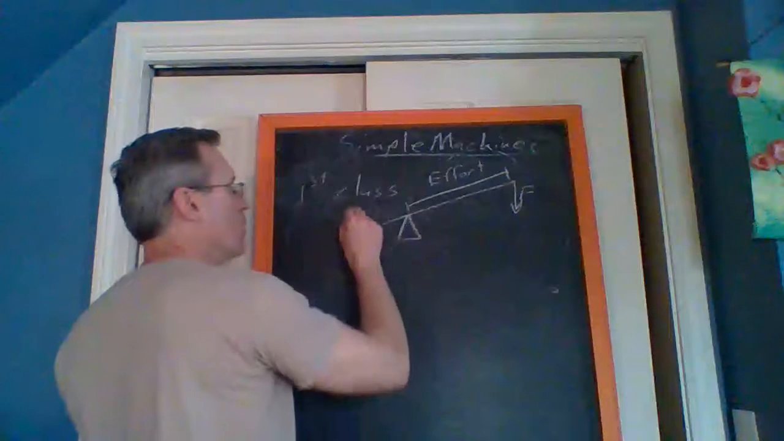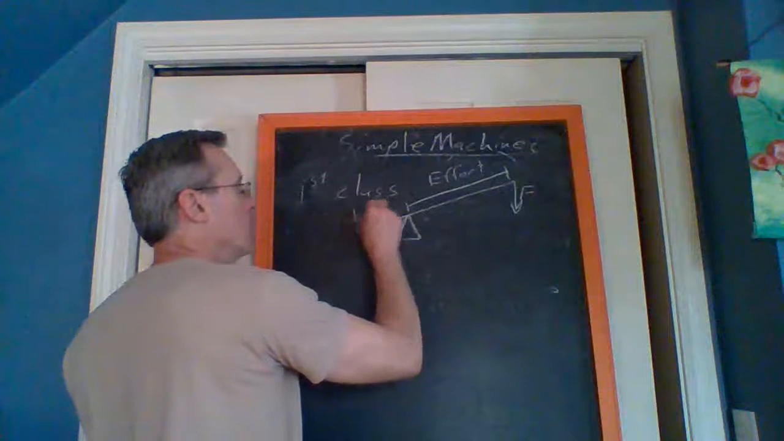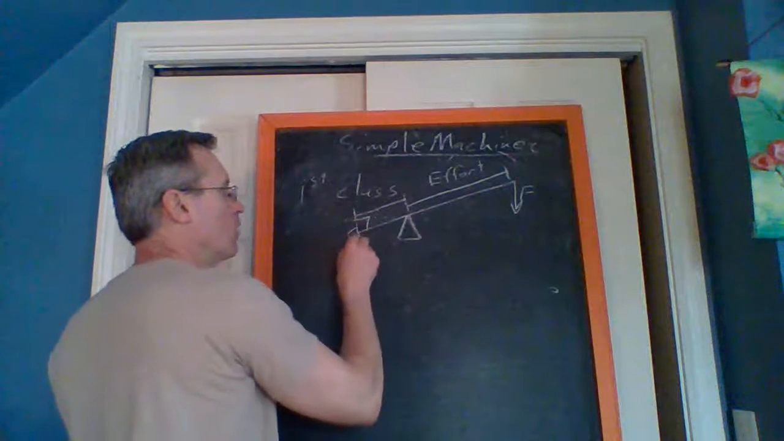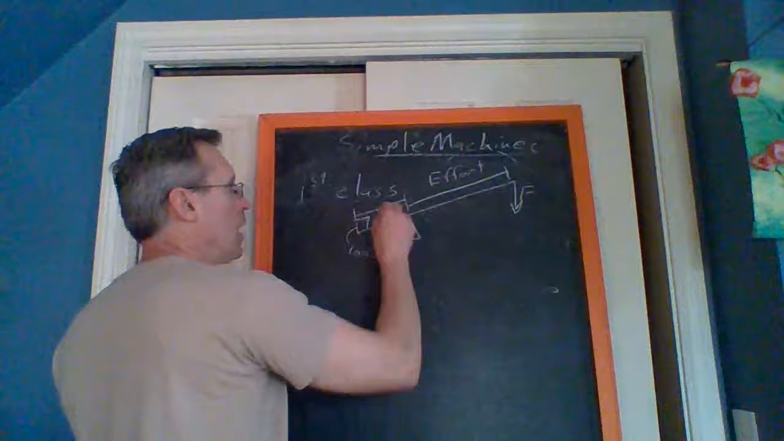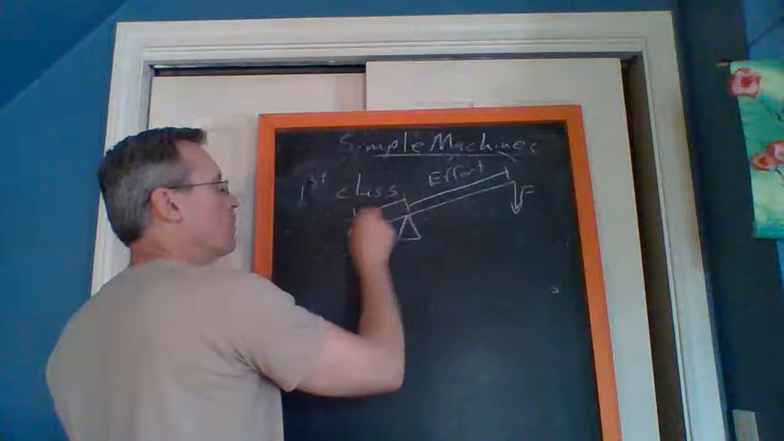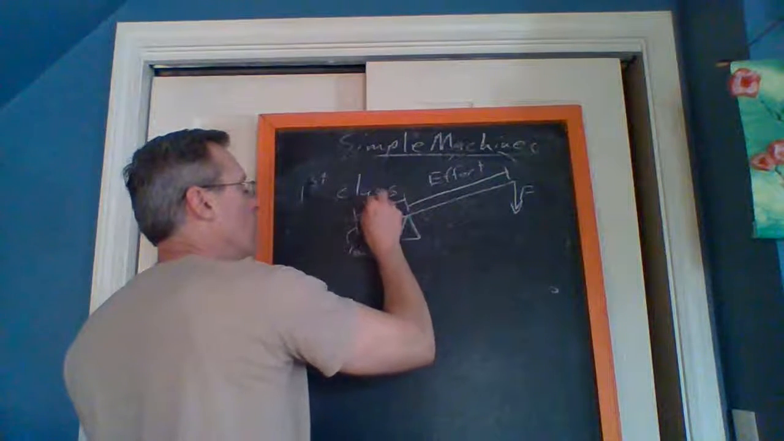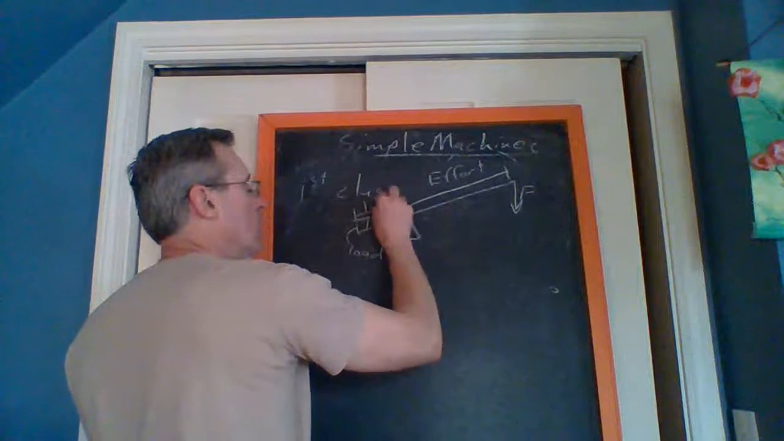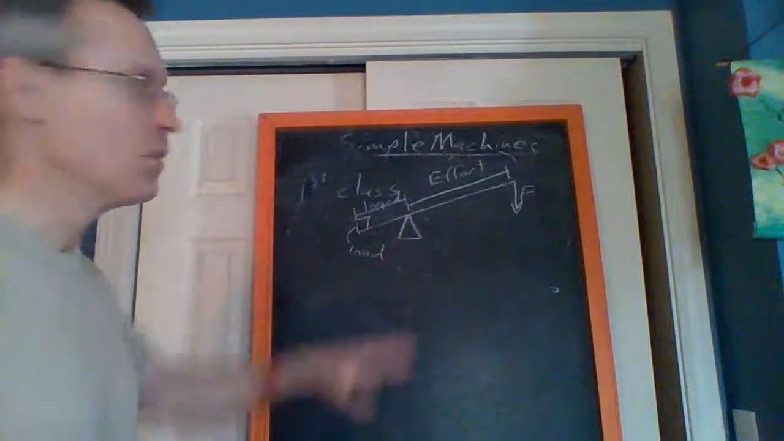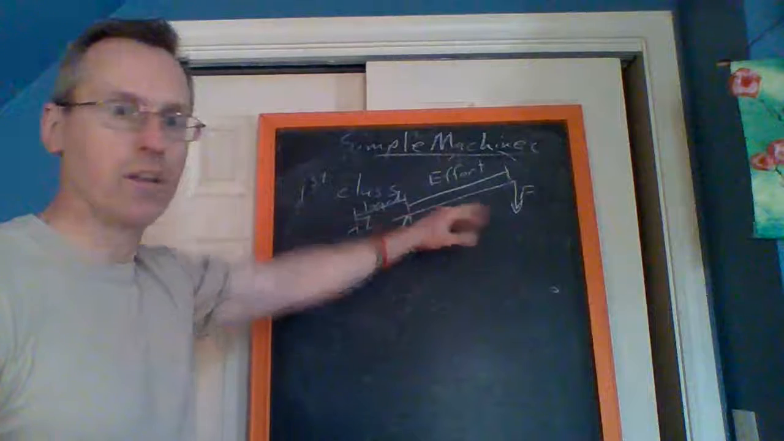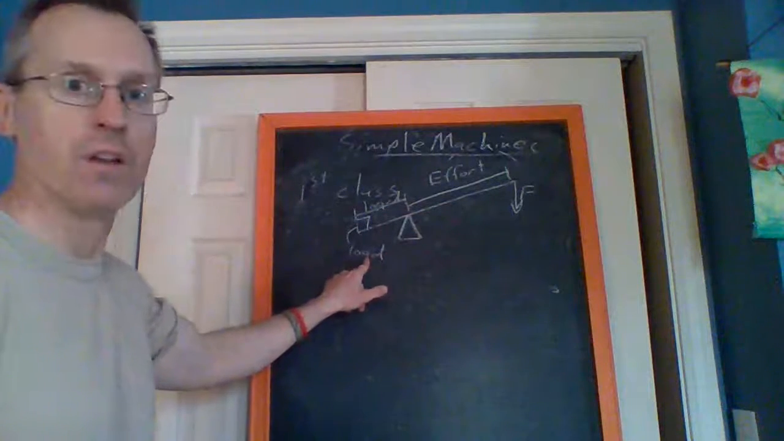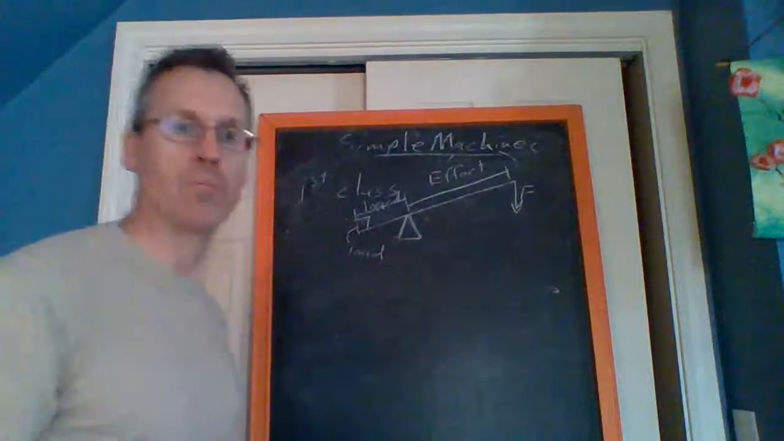And then from where this part here is called your load. And this distance from the fulcrum to the load is called the load distance. Okay, so that's your load distance, effort distance. This is a fulcrum. What you're lifting is a load, and this would be your input force.